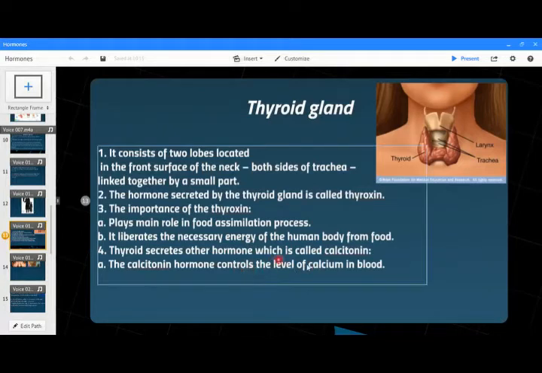The thyroid also secretes another hormone called calcitonin. Calcitonin controls the level of calcium in the blood.